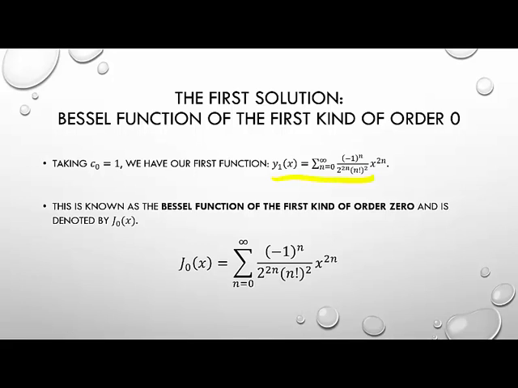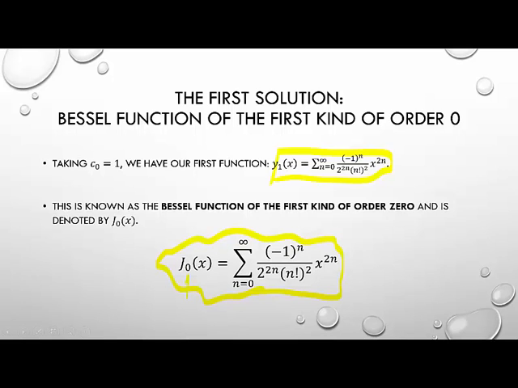So our first solution has that constant C sub 0, but if we leave that constant out and write it for the general term, we can just, for now, set it equal to 1. By setting that constant equal to 1, we have this series, and this series happens to be a special series. This special series is called Bessel's function of the first kind of order 0.